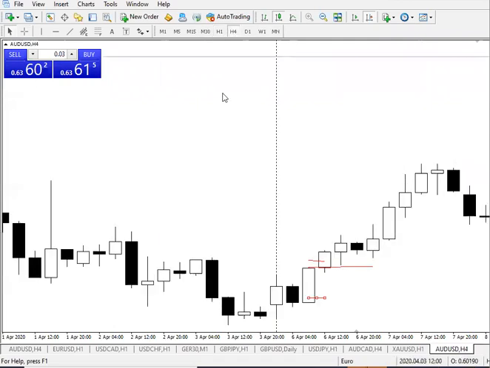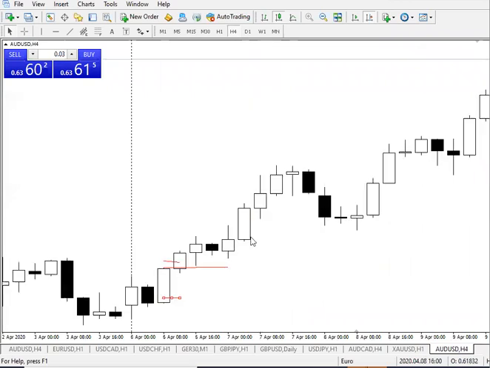Let's try another one. You get one happening here, but while you're in one trade, I wouldn't enter another one. But if you want to stick to the rules and take every one, you got bar 1, bar 2, bar 3. Violated here.